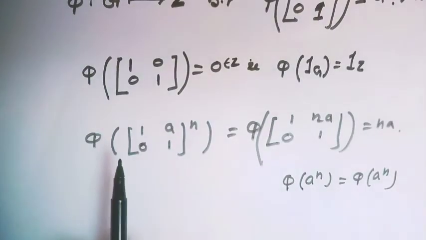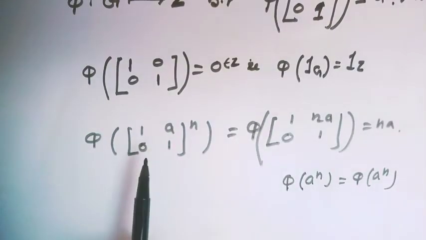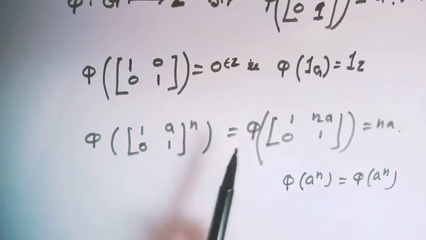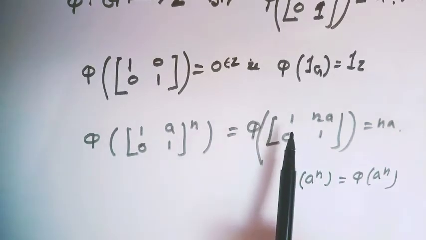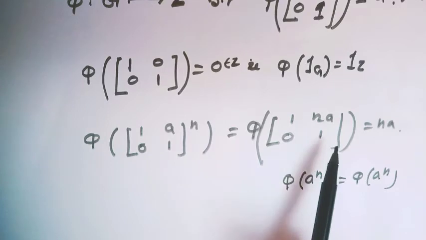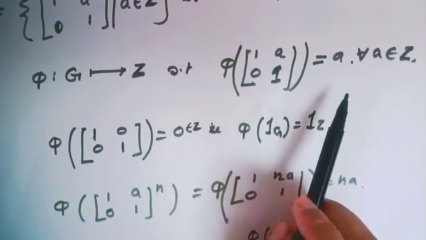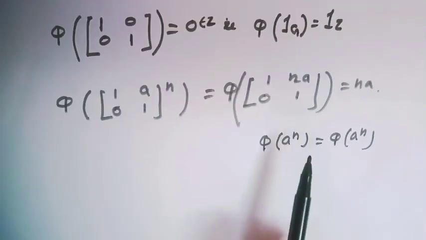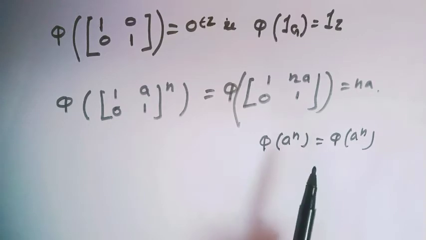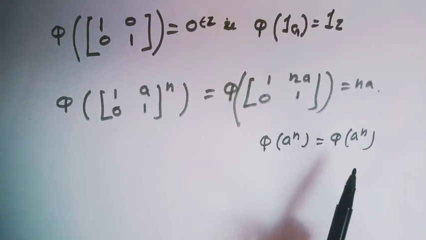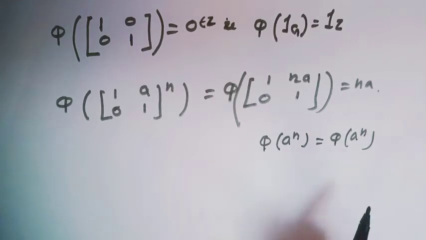Now let's see phi of [[1, a], [0, 1]] to the power n. If we multiply this matrix more and more, this would be similar to the matrix [[1, na], [0, 1]], and this is similar to na by this defined mapping. So this property is satisfied here, because in isomorphism phi of a to the power n equals phi of a, to the power n. Okay?